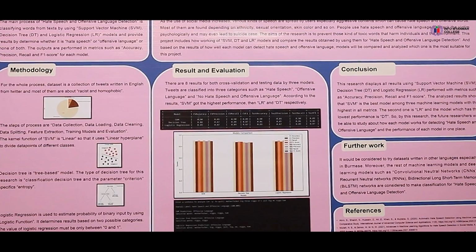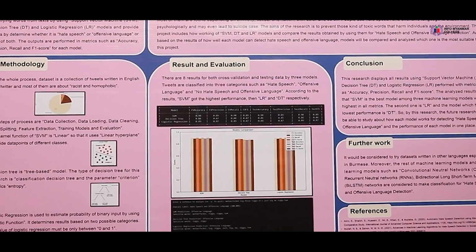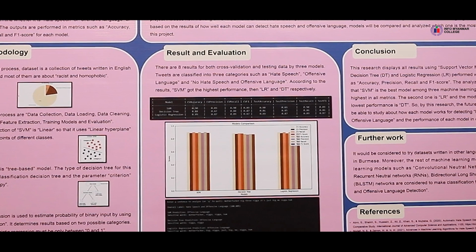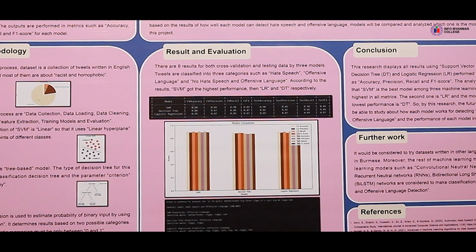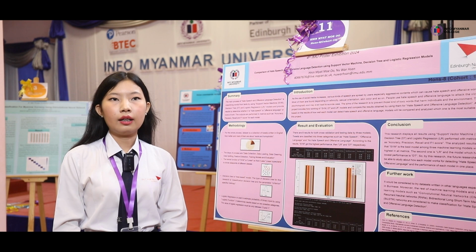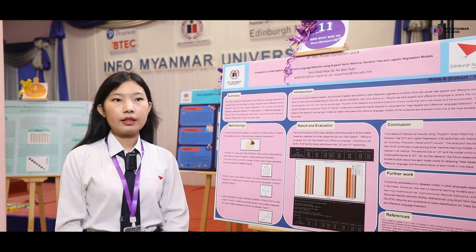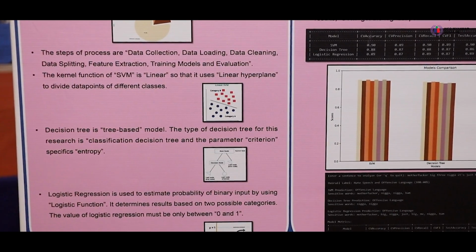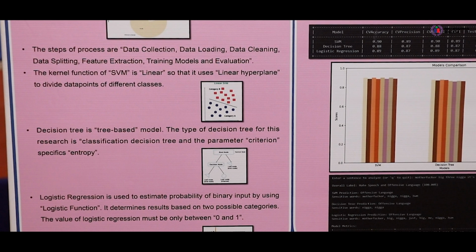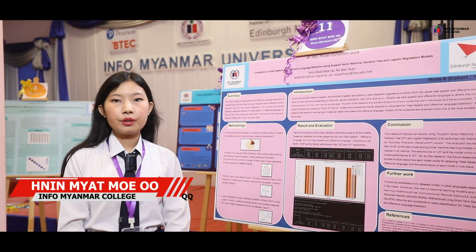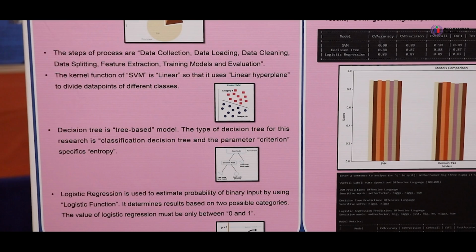The dataset used for this research is taken from Kaggle, and it is a collection of tweets written in English from Twitter. Most of them include homophobic and racist content. The steps of the process are data collection, data loading, data cleaning, data splitting, feature extraction, training models, and evaluation.